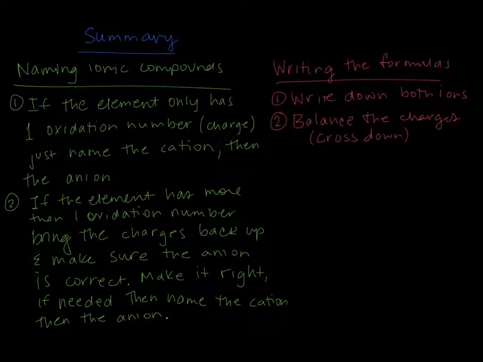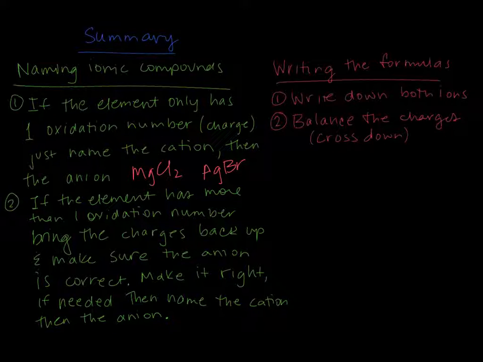So, naming ionic compounds. First, if the element only has one oxidation number, just name the cation, then the anion. And so that's something like magnesium chloride, right? You just have to name it, because we know that magnesium is +2. There's no question about it. All right, or silver bromide. Silver is always +1. There's no reason to state that this is silver 1 bromide. We know that it's +1. Okay? If the element has more than one oxidation number, bring the charges back up and make sure the anion is correct. Make it right if needed. Then name the cation, then the anion.